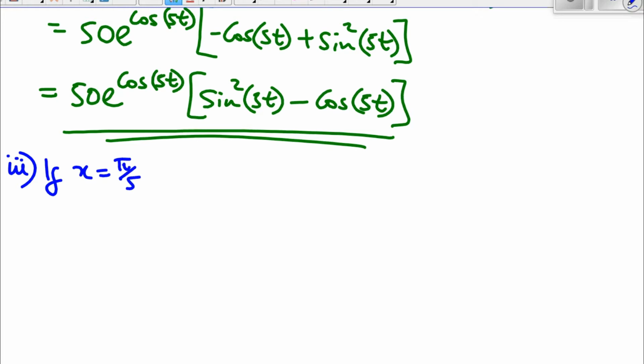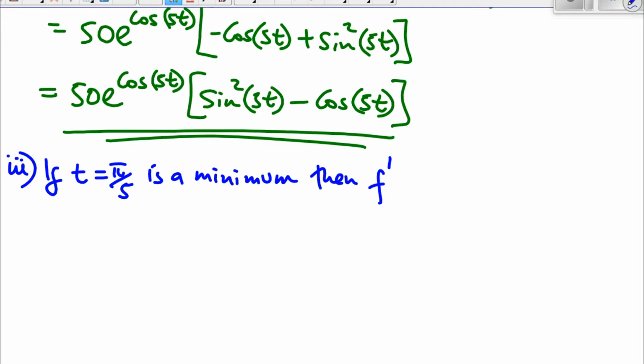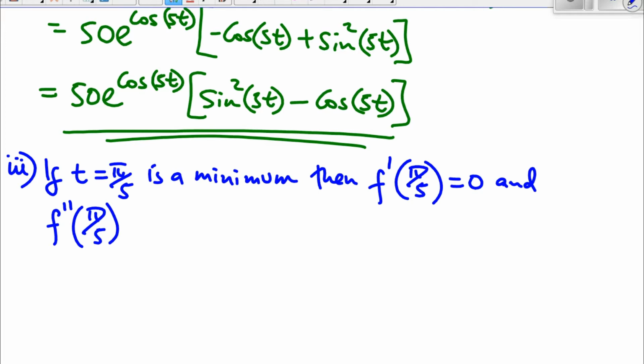Then, no, actually it's not x, it's t. If t is equal to pi over 5, if this point is a minimum, then the first derivative at that point has to be equal to 0. And the second derivative at this point has to be greater than 0 if it's a minimum point. If it's a minimum, then these two things have to happen.